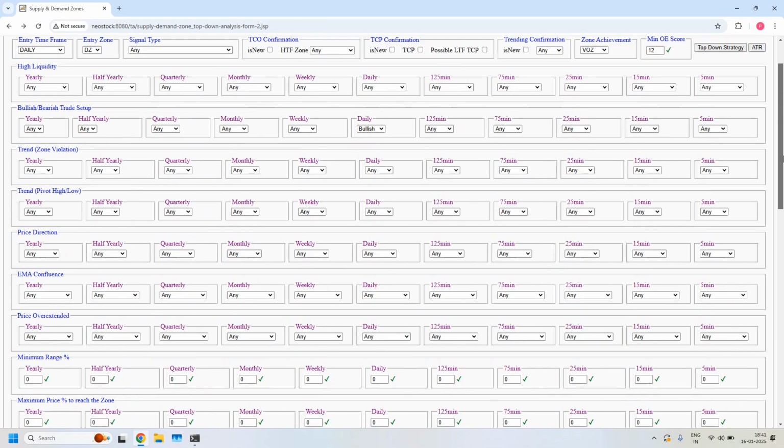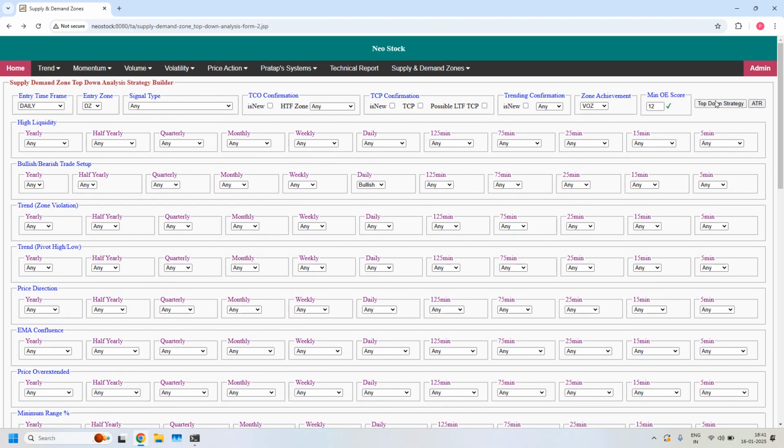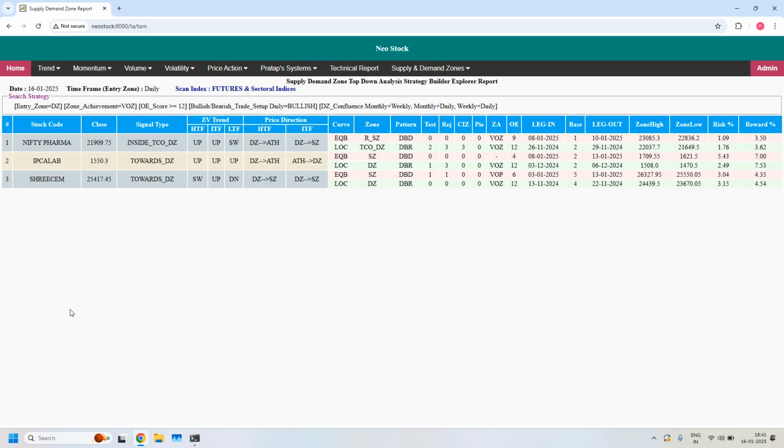With all the 3 filters, LTF, ITF, HTF demand zone confluence, we got 3 stocks. In these 3 stocks, these daily demand zones are part of the weekly demand zone, and both together are again part of the monthly demand zone.